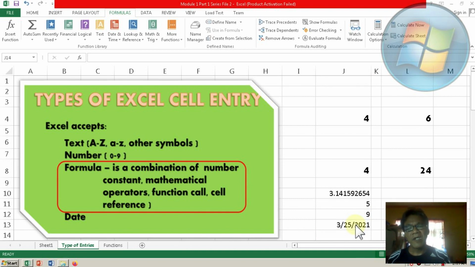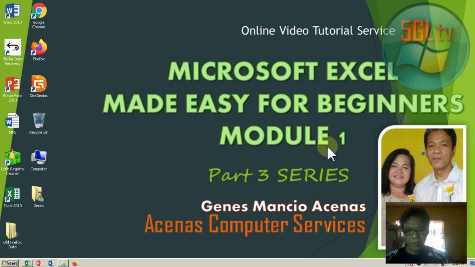So in a formula, you can use numbers, mathematical operators, function calls, cells reference. Okay guys, our discussion for this episode has ended. But before I close, let's recap. We have discussed types of cell entry, how to enter formula, the precedence of operators, the function calls, and cells reference.